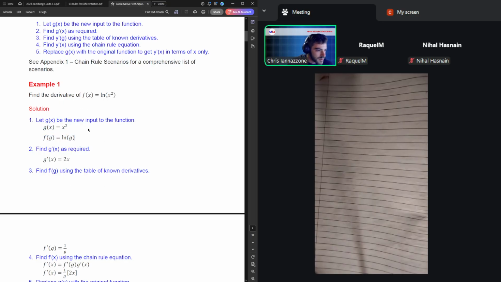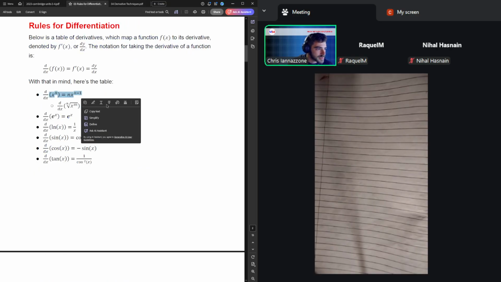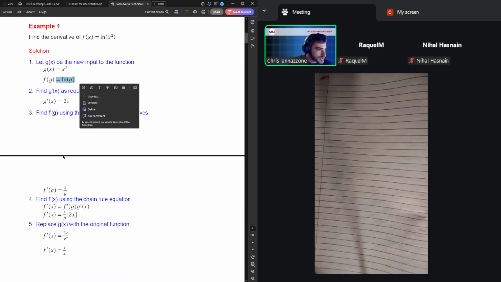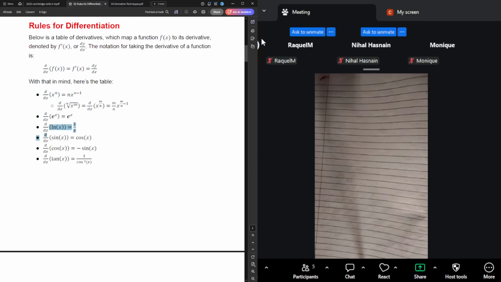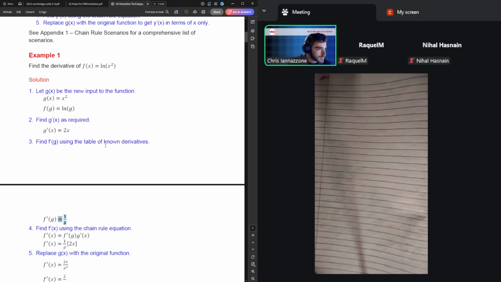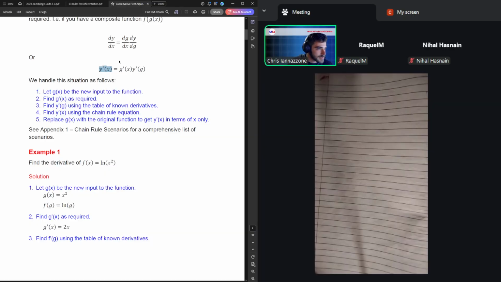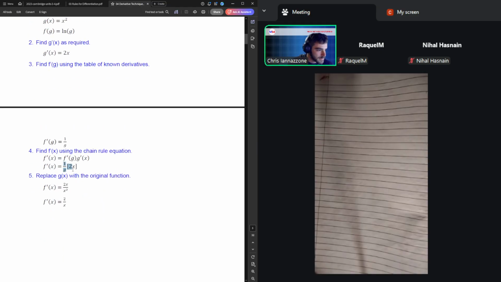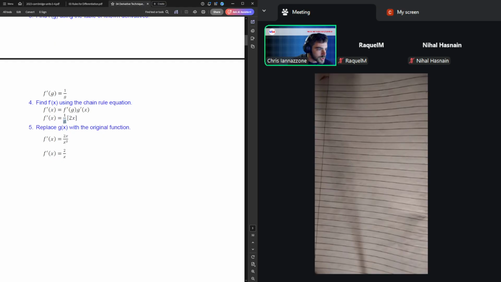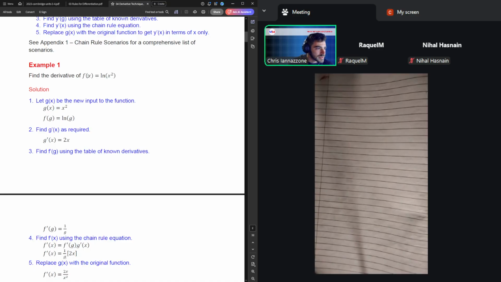Then, with those two functions, find the derivative of each. X squared will go to 2x, as per this part of our table of derivatives. And natural log will go to 1 over g, as per this part of the table of derivatives. From there, chain rule says the derivative of our function is going to be the product of the derivatives of each individual function. So you take this thing, you take that thing, multiply them together. Then replace g with what it actually is and simplify the result. Final answer will be the derivative of the function that you started with.